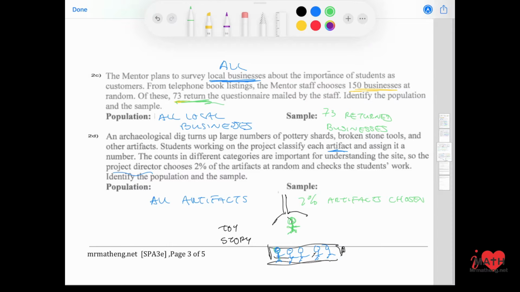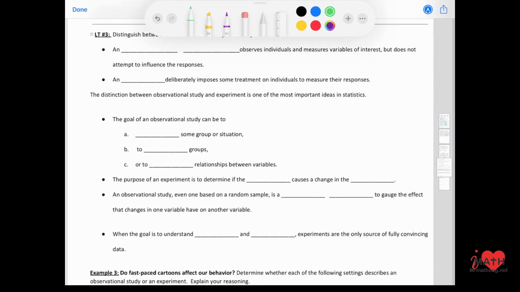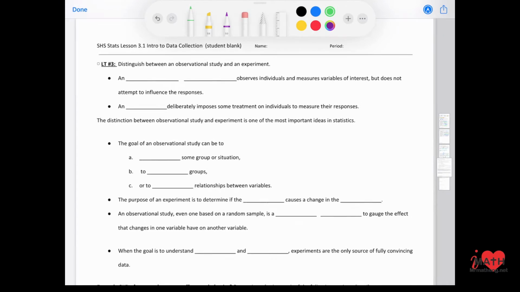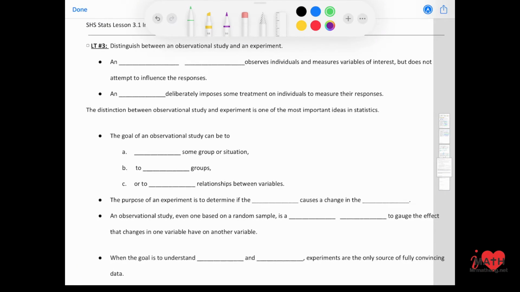Let's go on to learning target number 3. All right, page 4, learning target number 3. Distinguish between an observational study and an experiment. Observational and an experiment. An observational study. Oops, I wanted to use purple.